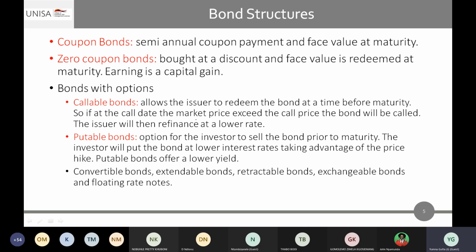Then we go to bonds with options, which are callable bonds. So we'll be going through a section called derivatives in unit 13, where you'll have a call and a put. So call is the option to buy, but not the obligation, at a certain date to reissue the bond. So it allows the issuer to redeem the bond at a time before maturity, right? So the person who borrowed the money can pay it back at a time before maturity, right?